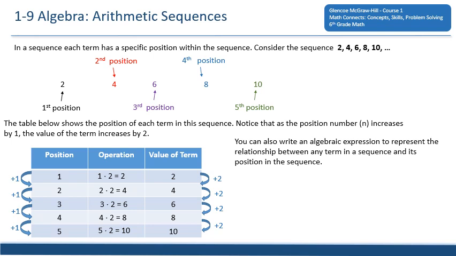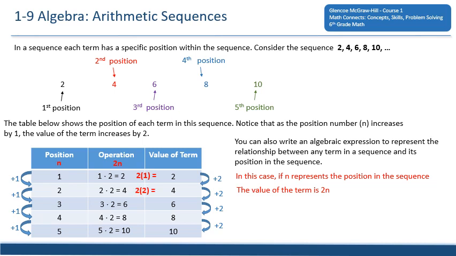You can also write an algebraic expression to represent the relationship between any term in a sequence and its position in the sequence. So in this case, if n represents the position in the sequence, the value of the operation is going to be 2n. So 2n is 2 times 1 in the first one, 2 times 2, 2 times 3, 2 times 4, and 2 times 5.